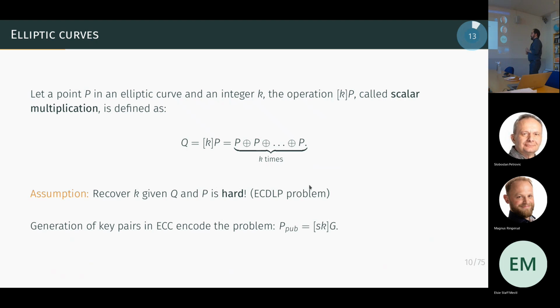But given this, we can encode the hardness assumption directly. If you have Q and P as inputs, computing k should be hard. That's what we call the ECDLP, right? The elliptic curve discrete log problem. In the discrete log setting, computing exponents in the multiplicative notation, or scalars there, should be hard.